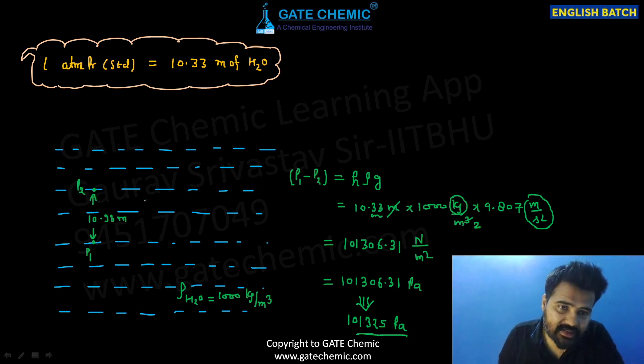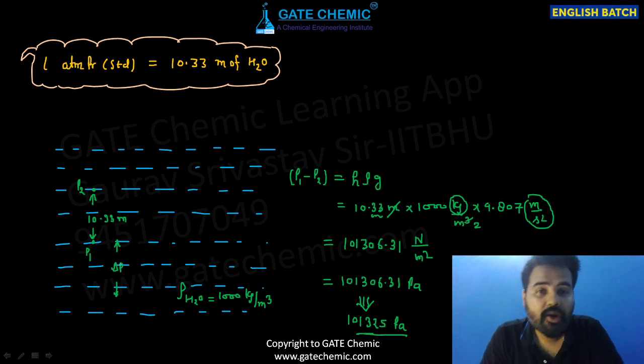That means this is 1 atmospheric pressure. And again, if you are going to the same depth, then it will also become equal to 1 atmospheric pressure. That means if you are going deeper and deeper in your water, in your sea, in a river, then pressure will increase.